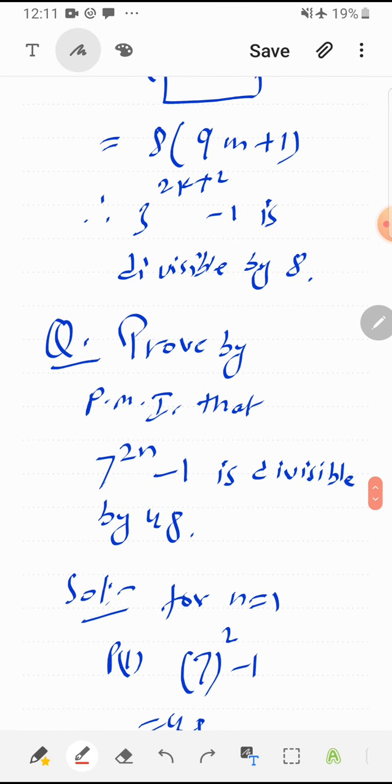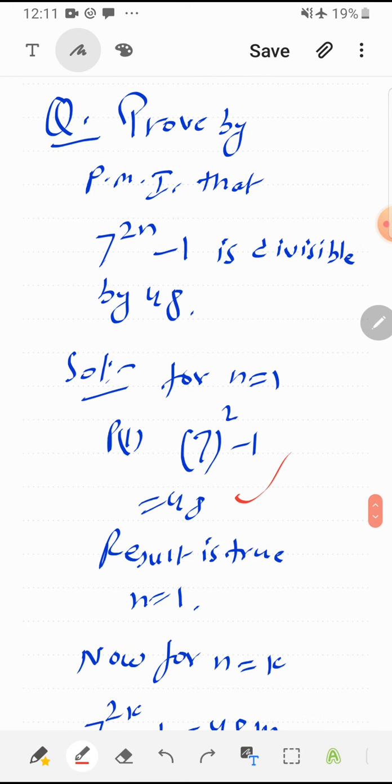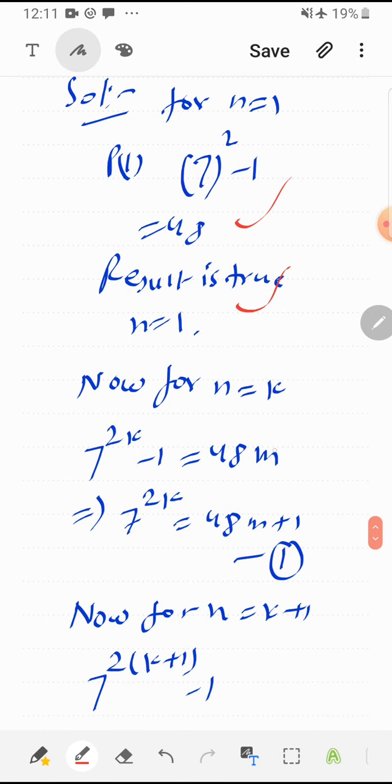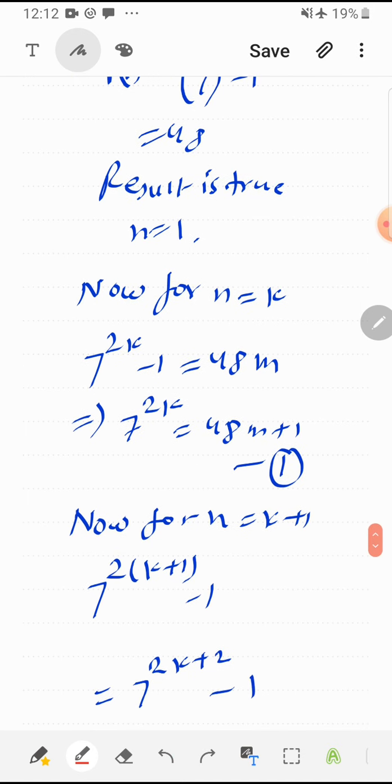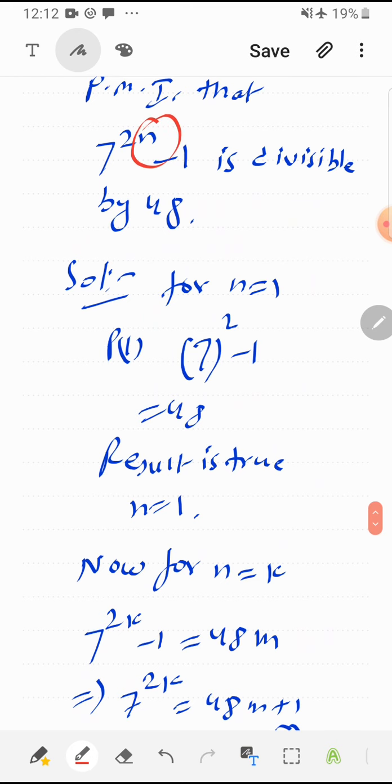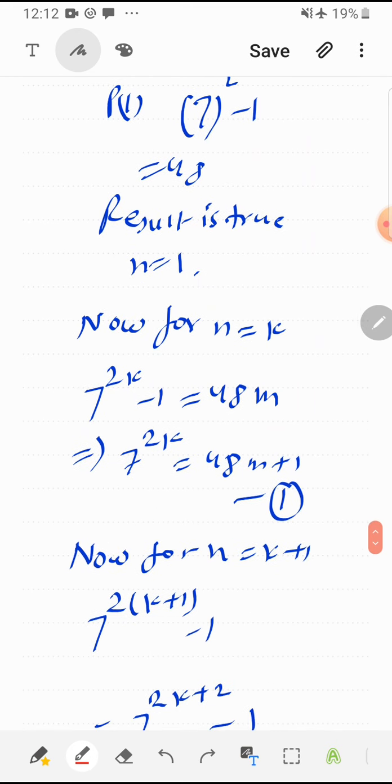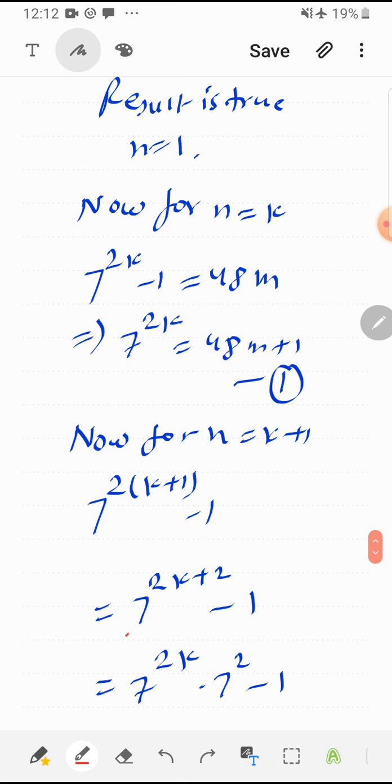Let us try this on one more question. Prove by PMI that 7 raised to the power 2n minus 1 is divisible by 48. Again, for n is equal to 1, the result is true. For n is equal to k, let us assume the result, and let us find the value of 7 raised to the power 2k exclusively by shifting 1 to the right hand side. Now for n is equal to k plus 1, put n is equal to k plus 1 here with proper bracket. So the expression becomes 7 raised to the power 2k plus 2 minus 1.